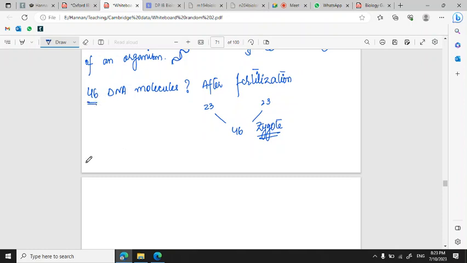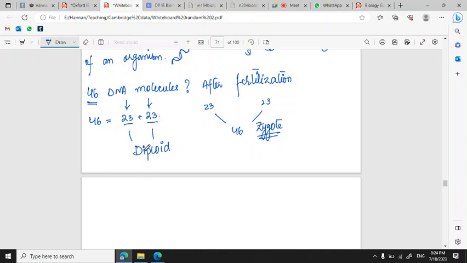How do I write these 46 DNA? I always write it in this fashion. 46 means 23 plus 23. Like I got 23 from mother and 23 from father. And if a cell is containing both of these sets, one from the mother and one from the father, this cell is known as diploid. It can be called diploid or diploid cell.